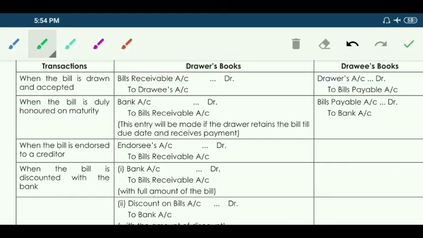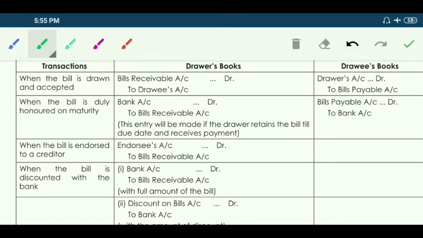Next, in the drawee's books, bills payable account debtor to bank account. The reason is that we already credited the bills payable account, so to cancel the liability we have to debit the bills payable account. Cash, that means bank, is going out of the business, that's why we credit it. This is the real account rule. So the ultimate entry is bills payable account debtor to bank account.